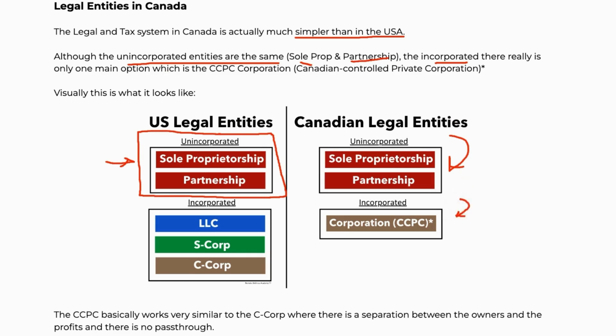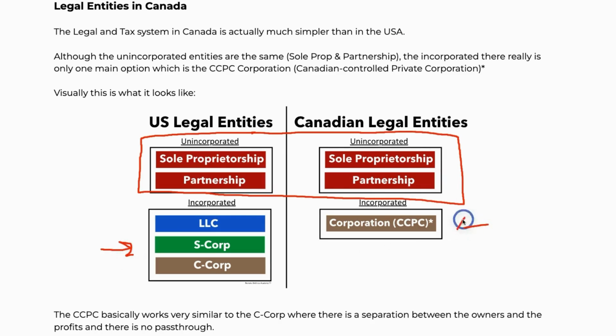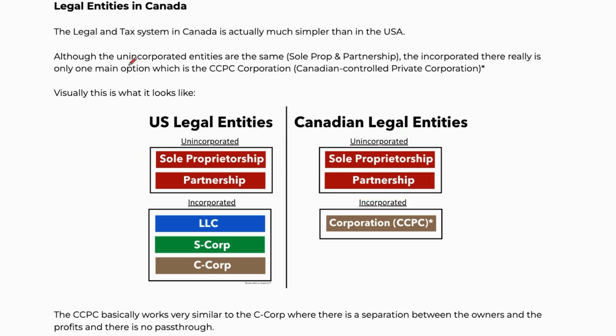And so visually, this is what that entire entity situation looks like on here, right? So over here, the non-corporation legal entities, those are the same. And then it's really on the corporation level where there is quite a big difference between the Canadian system and the US system. Now, the other thing you should know about the CCPC is that it works very similar to the C Corp located here in the United States, in which there is a separation between the owners and the profits, and there is no pass-through.